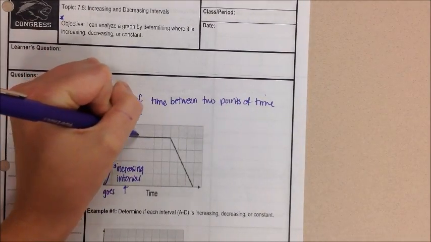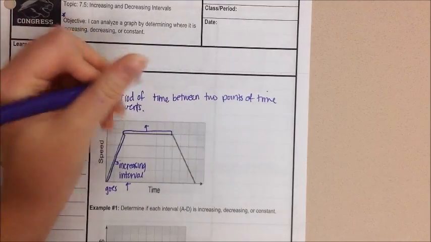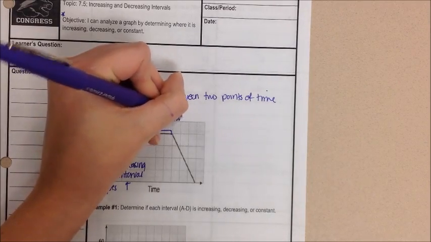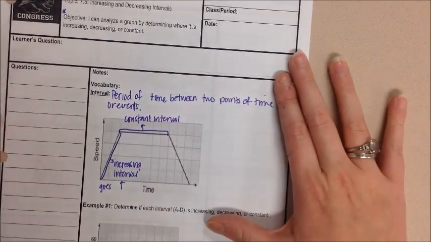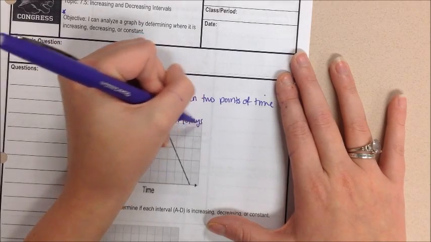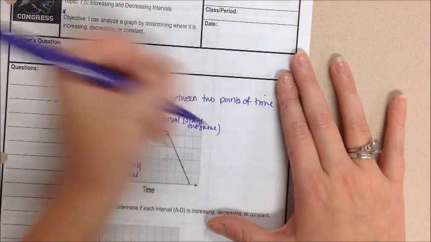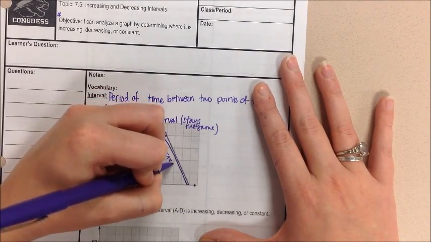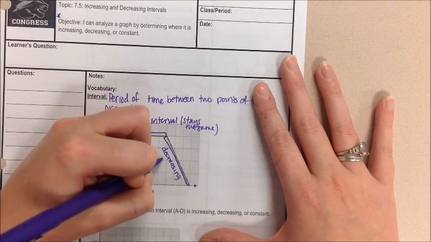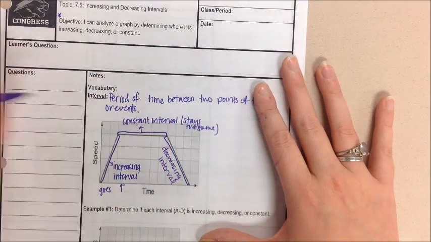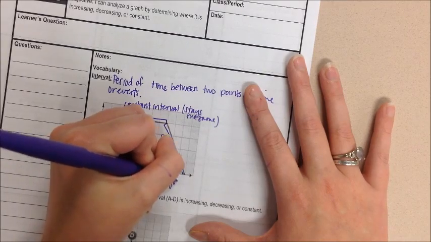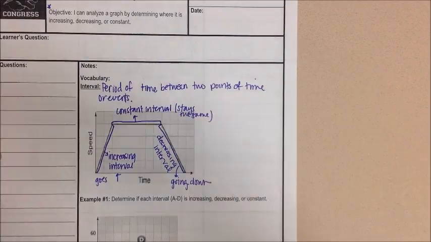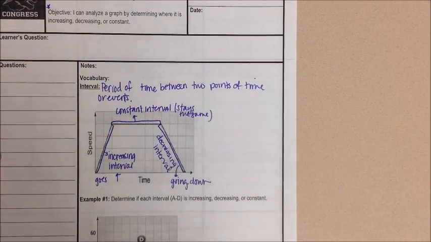Okay, this one right here, this is a constant interval, because it stays the same. It's all the same all the way across. And then this last one is a decreasing interval because it's going down. Okay, so I hope that makes sense. If it doesn't, let me know.